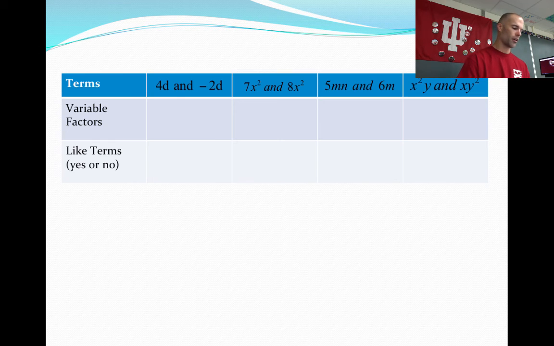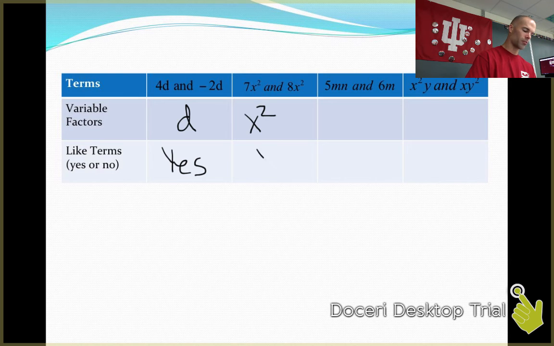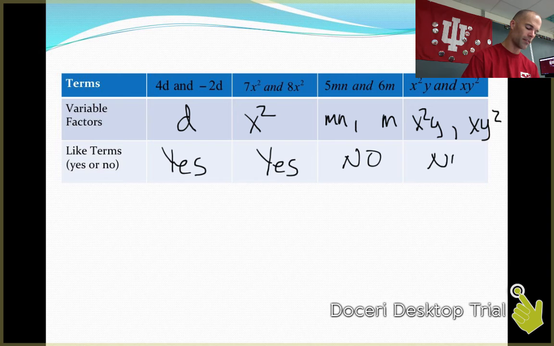So we take a look at this chart here, and we'll fill this in. So we've got 4d minus 2d, so the variable factors here would be d. Are these like terms? Yes. The variable factors would be x squared, and they're both x squared, so yes, they're like terms. We have mn for this variable factor, just m over here. So these are not like terms because the first one, 5mn, has an mn. The second one does not have the factor n with it. And then for the last one, we've got x squared y, and then we have x y squared. Again, these are not like terms because they're not the exact same.